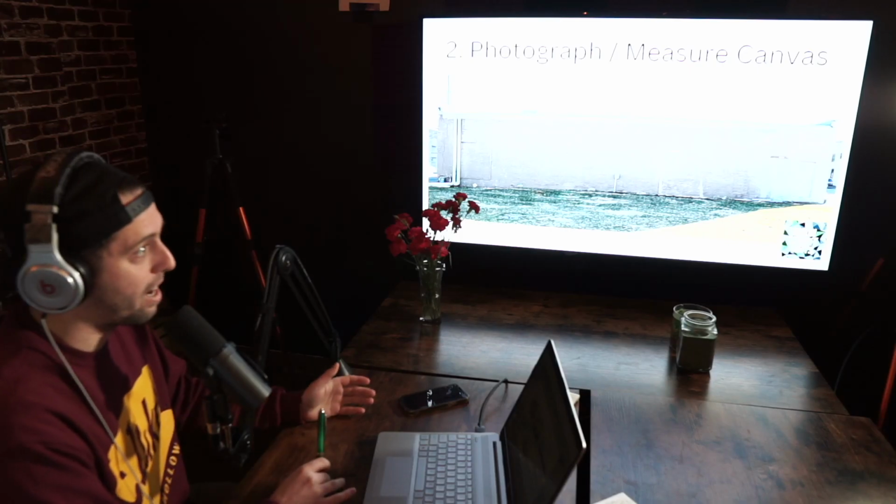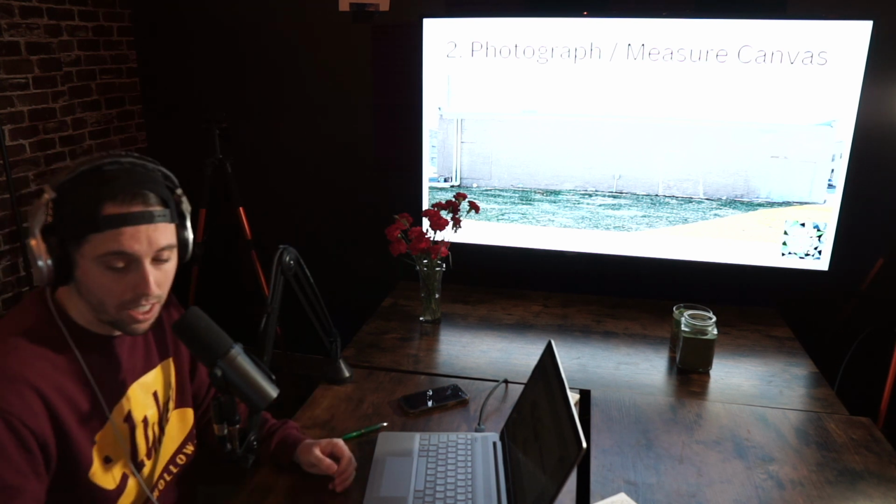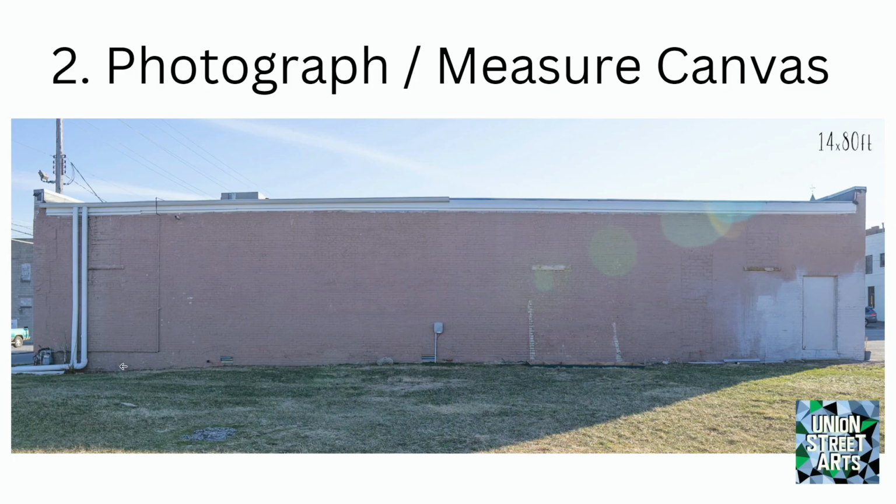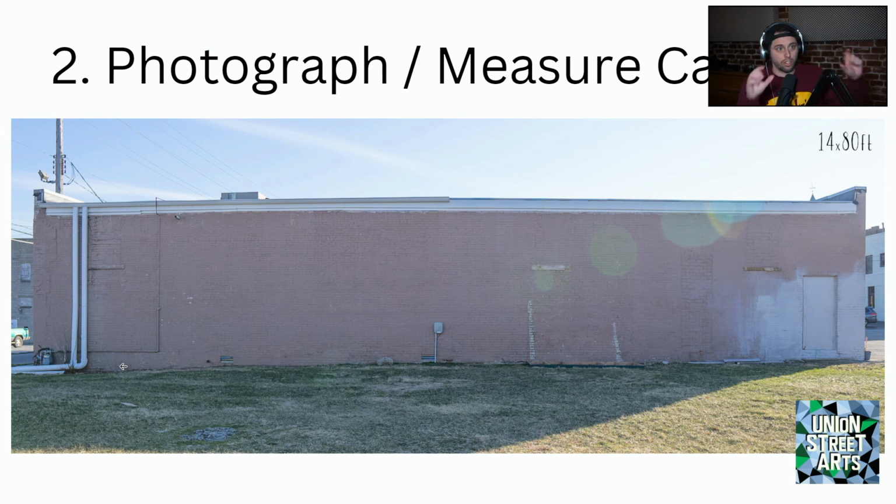Number 2, photograph and measure your canvas. So you need to know what the dimensions are, what your canvas size is going to be. That way you can design for that wall specifically. So this wall was 14 by 80. So it's a pretty long horizontal composition.